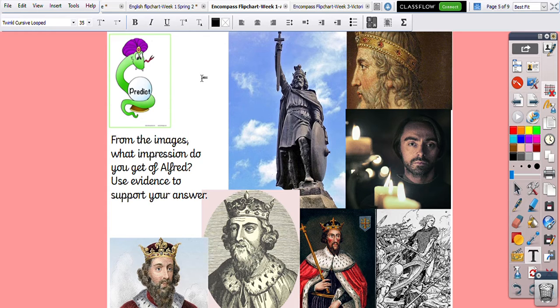So I might say something like, I think Alfred was a brave man. I think this because I can see him holding a sword and shield, which suggests he went into battle. I can also support this evidence using the bottom right-hand picture, which shows a depiction of Alfred in battle. This shows that he was brave to go into battle against enemies.